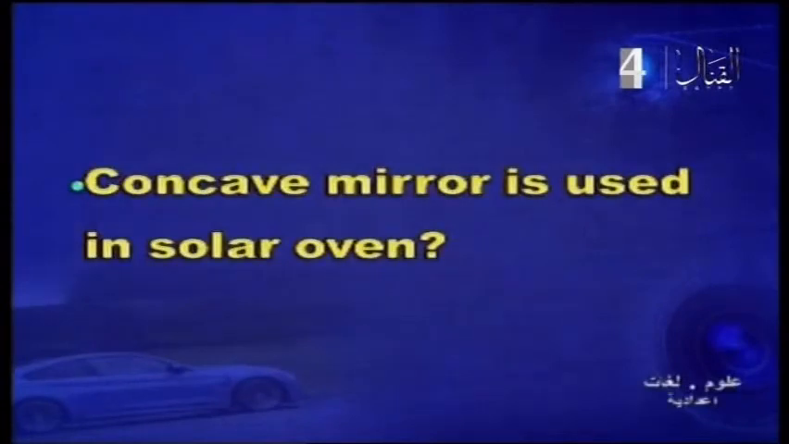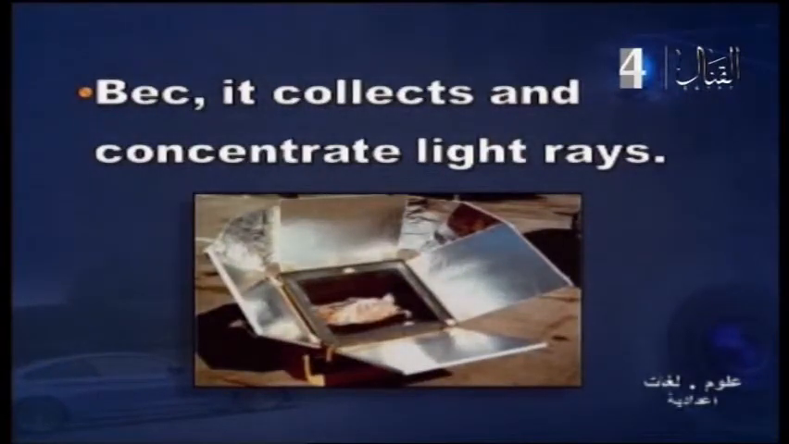Give reason: concave mirror is used in solar oven. Of course, the answer is related to the properties of concave mirror. The answer is because it collects and concentrates light rays to generate heat. By the way, concave mirror is called converging mirror because it collects light rays. So it can collect and concentrate sunlight in one point which is focused to generate heat that is used to cook and heat the food.